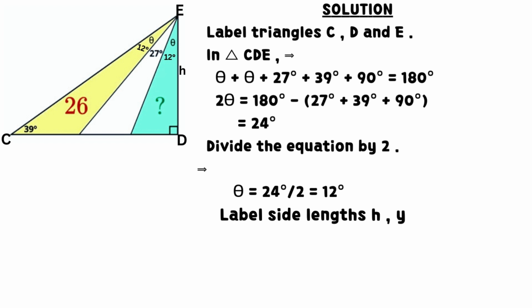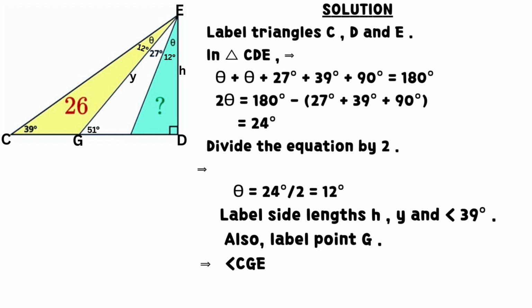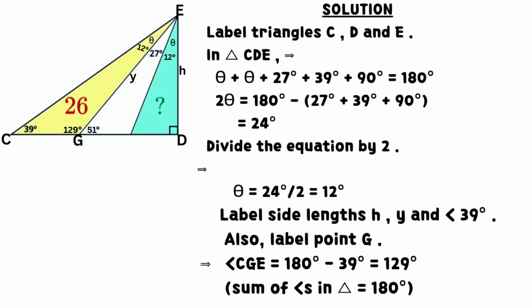Label side lengths H, Y and angle 39 degrees. Also, label point G. It implies that angle CGE equals 180 degrees minus 39 degrees, which equals 129 degrees. This is because the sum of angles in a triangle equals 180 degrees.